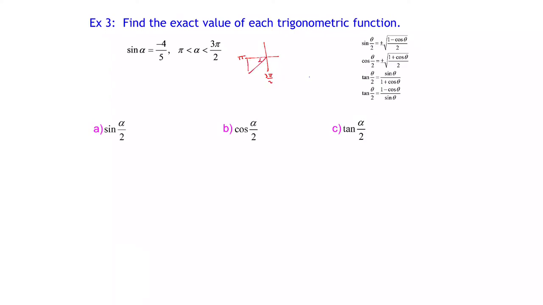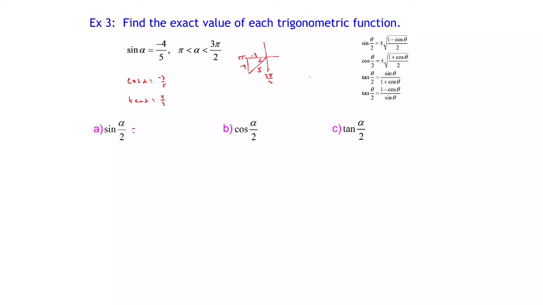So sine of alpha would be opposite over hypotenuse, and we could do the Pythagorean theorem to find out the adjacent side would be negative 3. So now we know that cosine of alpha would be negative 3/5, and tangent of alpha would be 4/3. So now we're going to look at all three of our half angles.